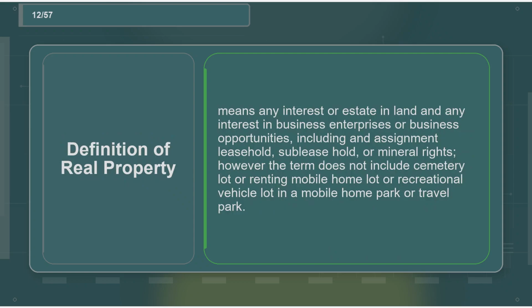Flashcard 12. Term: Definition of Real Property. Definition: means any interest or estate in land and any interest in business enterprises or business opportunities, including an assignment, leasehold, subleasehold, or mineral rights. However, the term does not include cemetery lot or renting mobile home lot or recreational vehicle lot in a mobile home park or travel park.